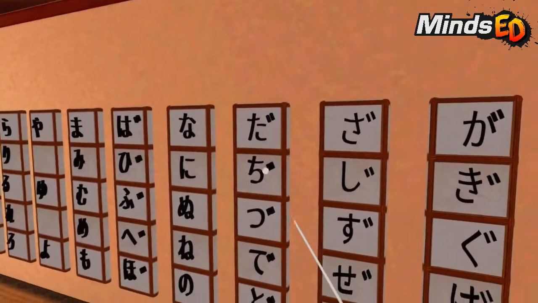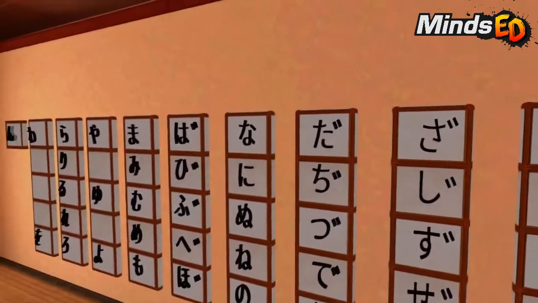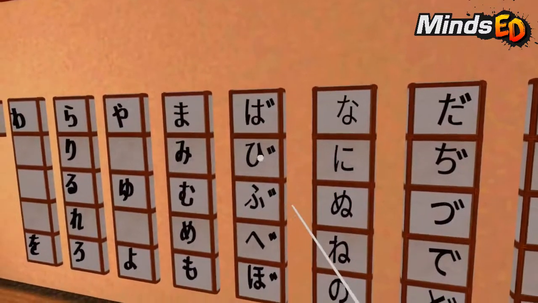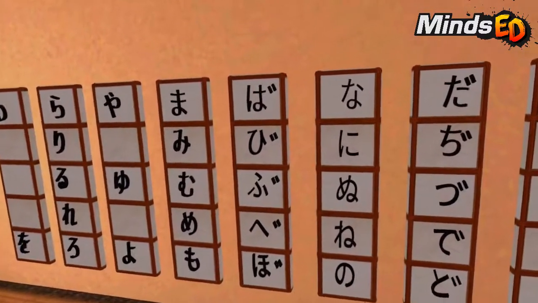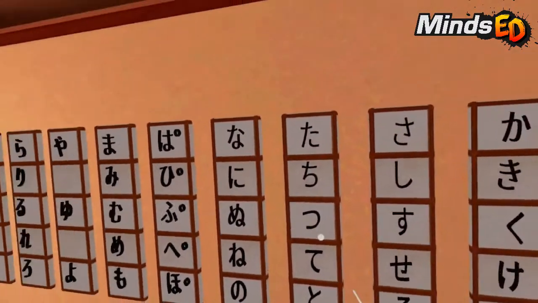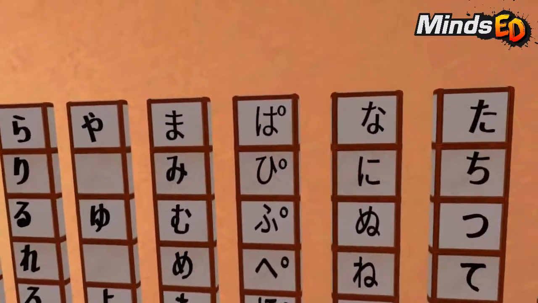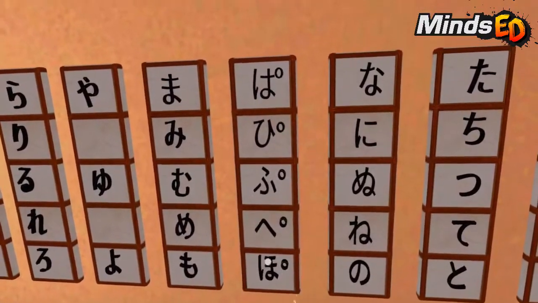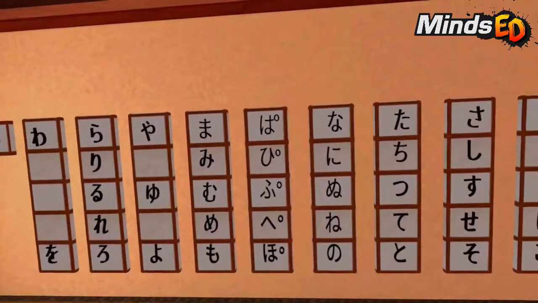Da, ji, zu, de, do. Ba, bi, bu, be, bo. Also, for the ha column, we have pa, pi, pu, pe, po, which is marked with a circle, or maru.